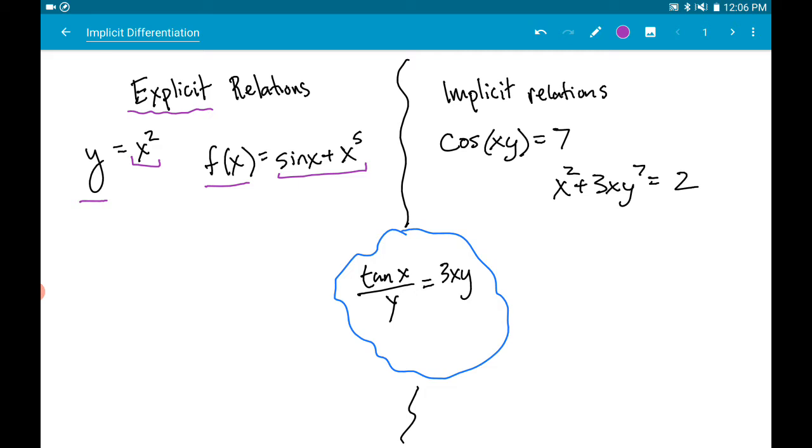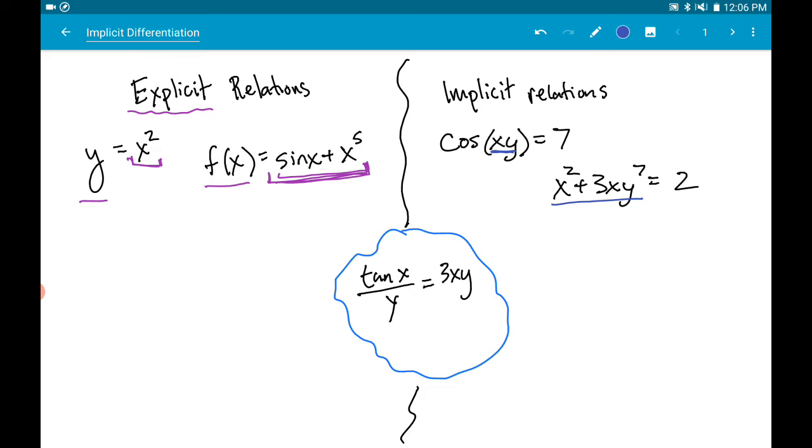It's usually when you have a function that's isolated, a variable, y equals, v equals, f of x equals. And then the right side is usually all just one variable. This is in terms of x, etc. Implicit is when you have x's and y's mingling together. It's very hard to separate them. And so you've got x's and y's, you've got this goofy looking function.